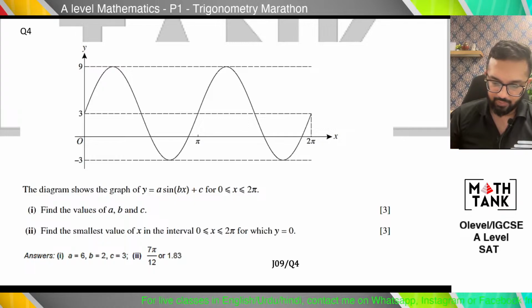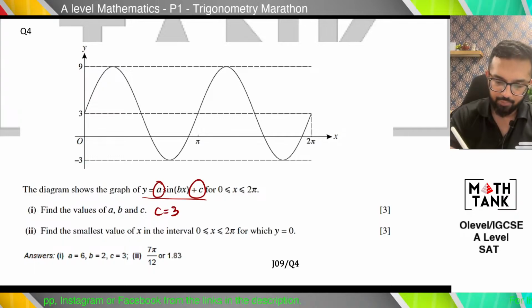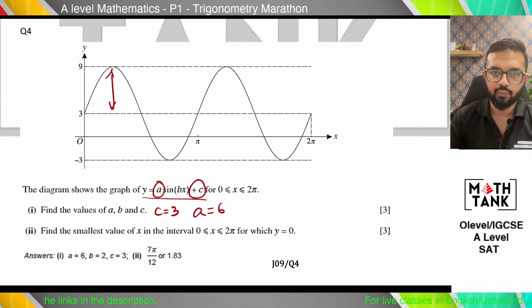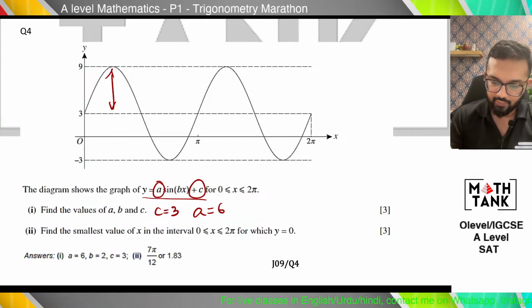I think that's an easy one. It says find the values of a, b, and c. So I can first say that c is the false axis, so c is 3. A is the amplitude, that's 6. Or I can use the formula maximum minus minimum divided by 2. And I see that this graph has completed 2 cycles, so b is 2.